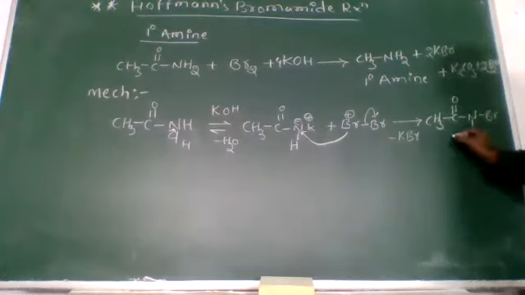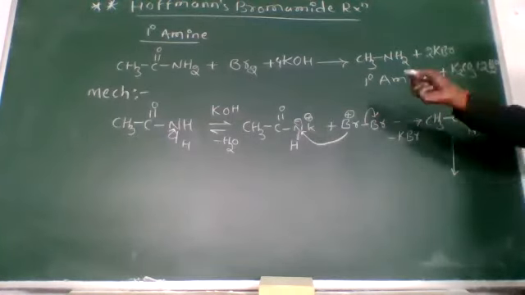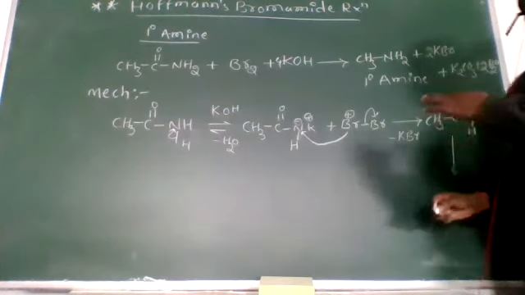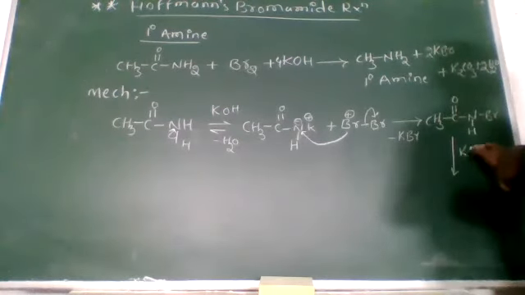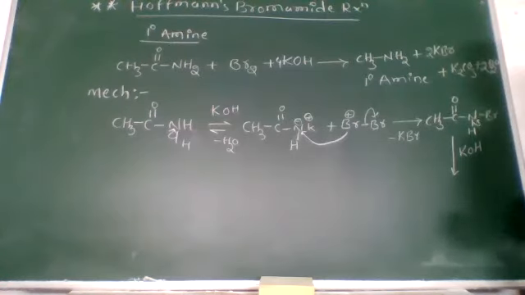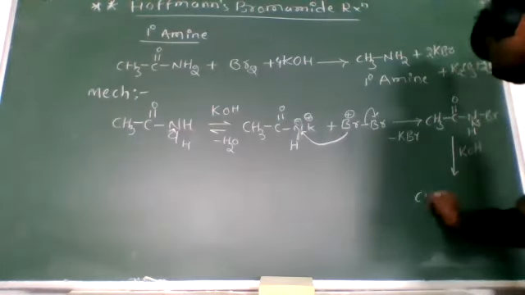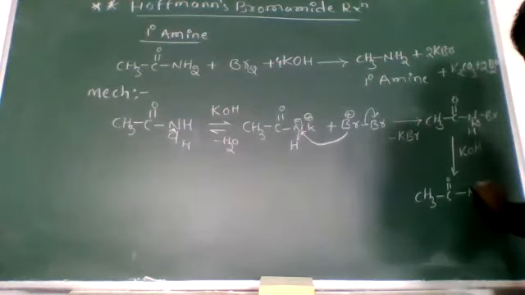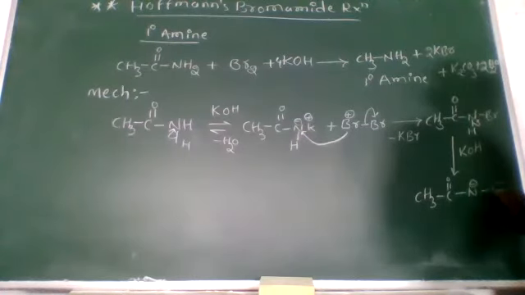Right, now next one, it is totally under base condition. So here it is a basic medium. So that's why here again one hydroxide takes the hydrogen. This electron shifts to the nitrogen side. So here CH3, C double bond O, N minus Br.